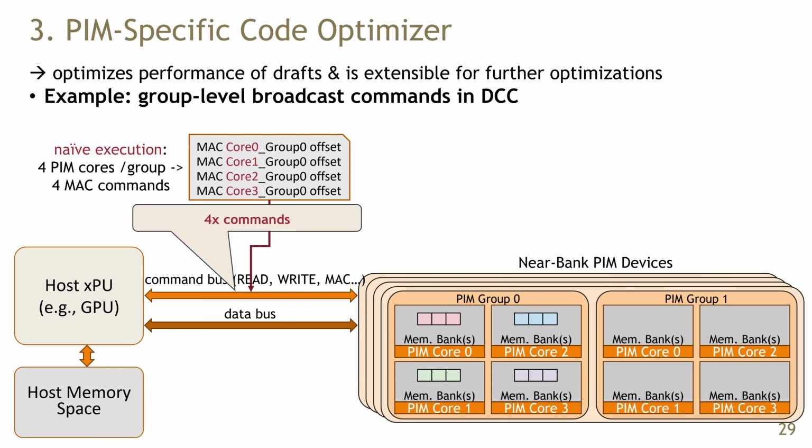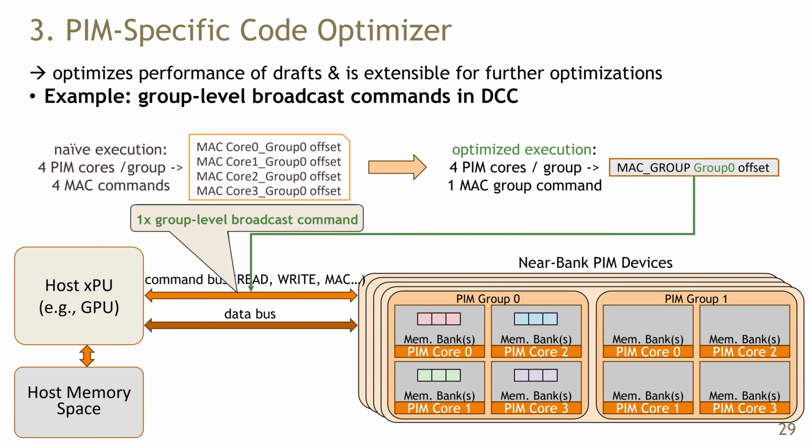For example, in a naive execution when we have 4 PIM cores per group that we need to do a make operation, the host sends 4 make commands to the 4 cores in a PIM group. But DCC enables a group-level broadcast command when the backend supports it. These 4 commands are replaced with a single broadcast command at the group level that reaches all cores in the same group. This is an example of the PIM-specific optimization. This optimizer of DCC can be easily extended to support additional performance optimizations.